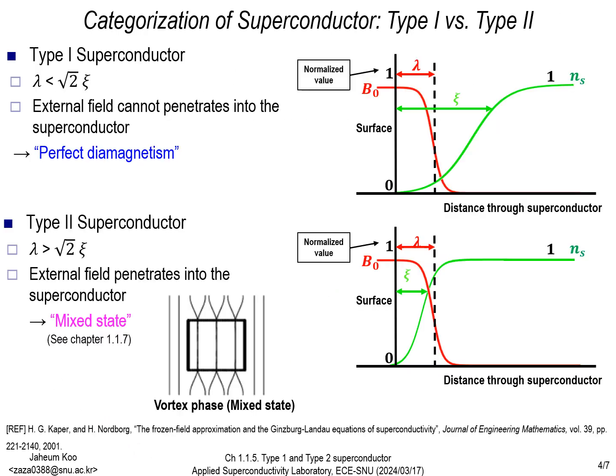Type 1 and Type 2 superconductors are differentiated by comparing their penetration depth and coherence length. Type 1 has a relatively short penetration depth, which prevents external magnetic fields from entering the superconducting region. However, Type 2 has a relatively long penetration depth. This allows magnetic fields to penetrate into the superconducting region, leading to a unique state known as the mixed state. We will explore this special state further in Chapter 1.1.7.